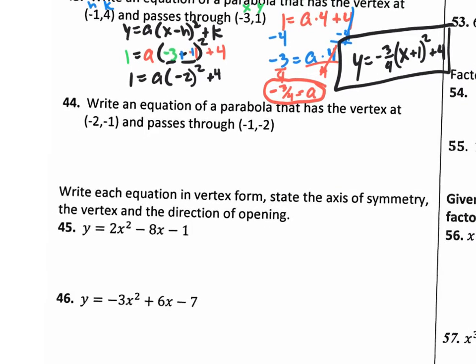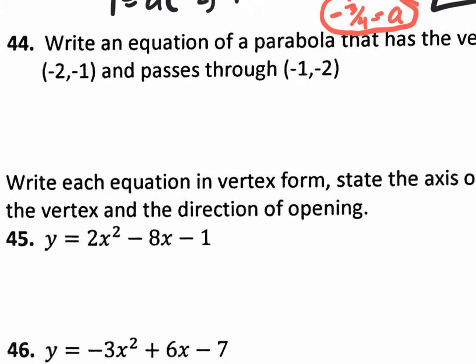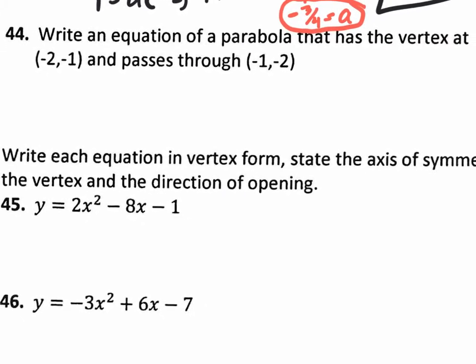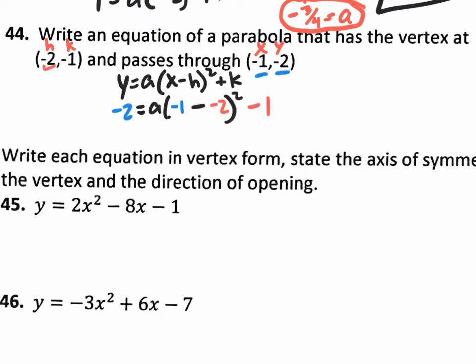Number 44. It says write an equation of the parabola that has a vertex negative 2, negative 1. So the h value is negative 2, the k value is negative 1, and it passes through the point, the x value of negative 1 and the y value of negative 2. So we're again going to plug it all into the vertex form equation. We're going to plug in the y values, the x values, the h values, and the k values, and we're going to solve for the a. As you could see, I plugged in my x and my y in blue. Here's x, here's y. And I plugged in my h and k in red.